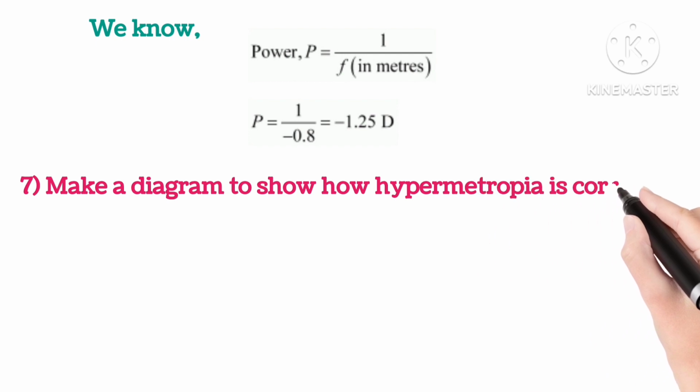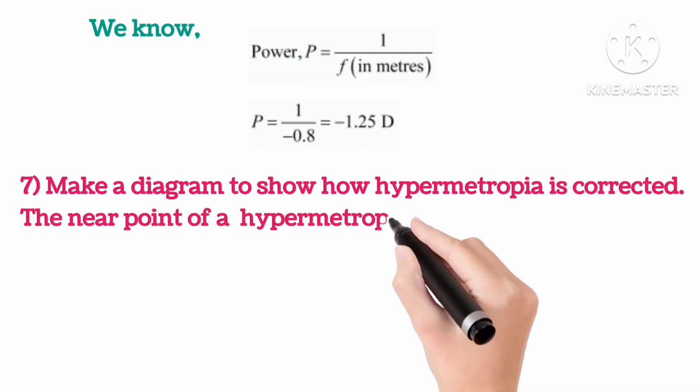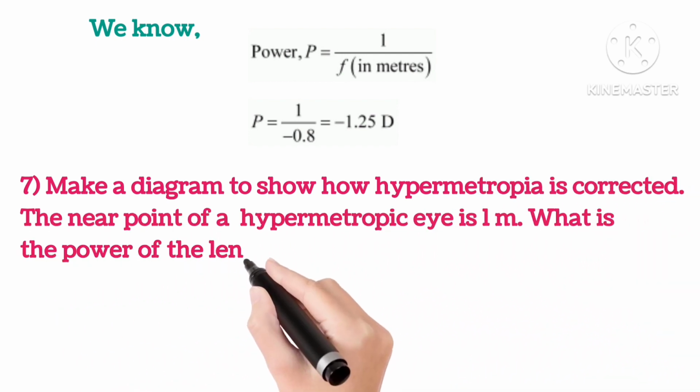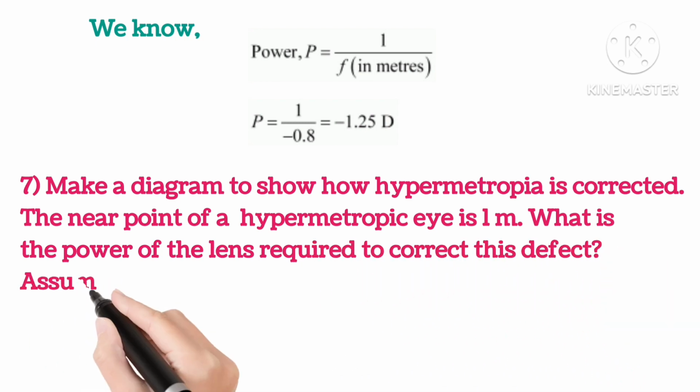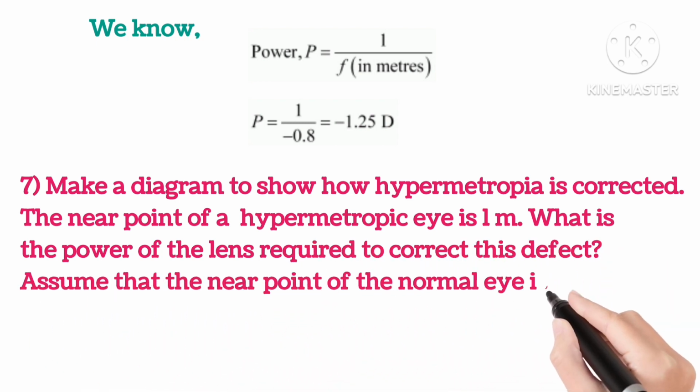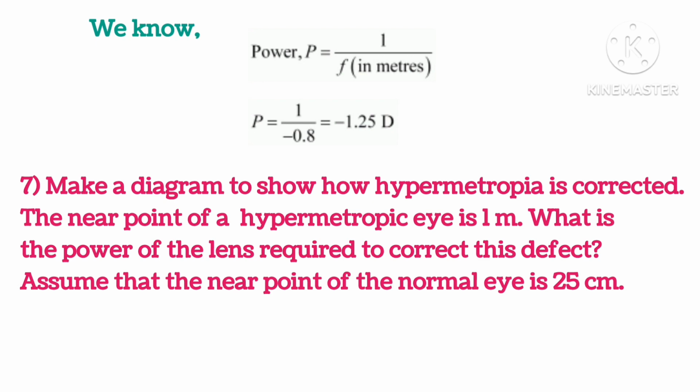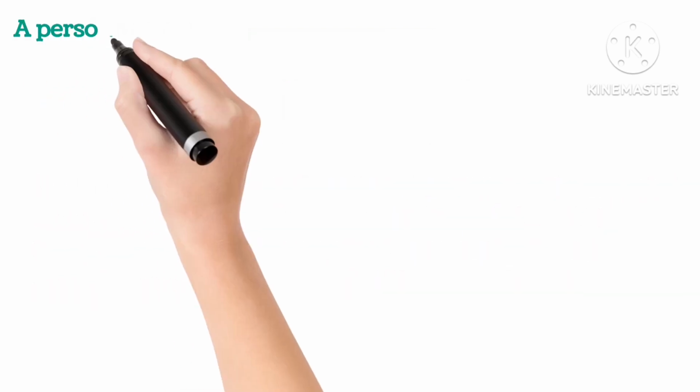7th, make a diagram to show how hypermetropia is corrected. The near point of hypermetropic eye is 1 meter. What is the power of the lens required to correct this defect? Assume that the near point of the normal eye is 25 centimeters.